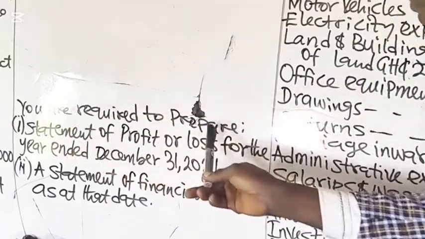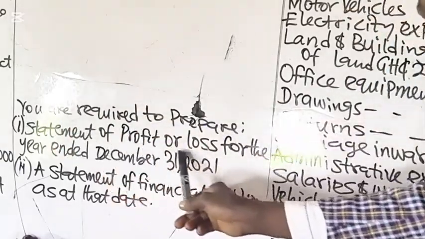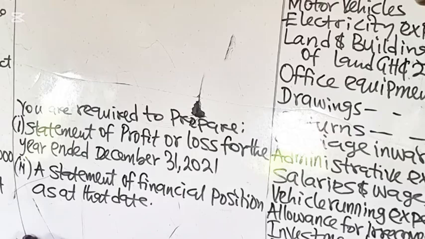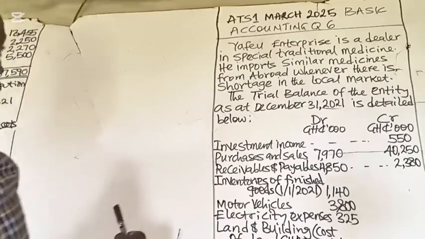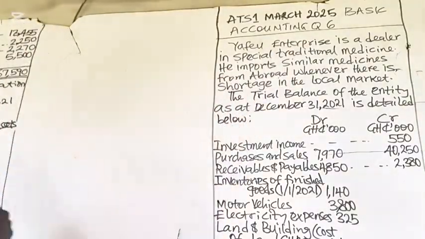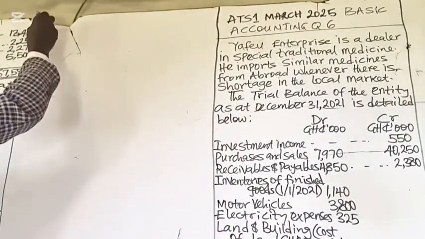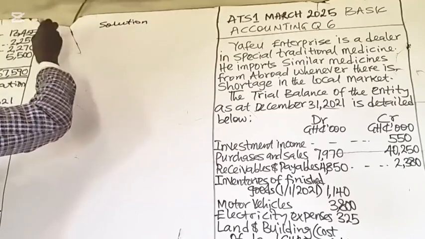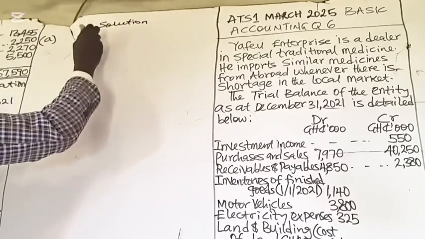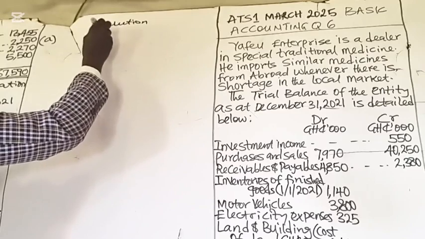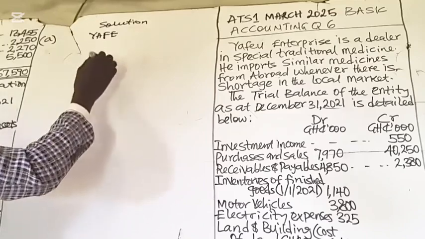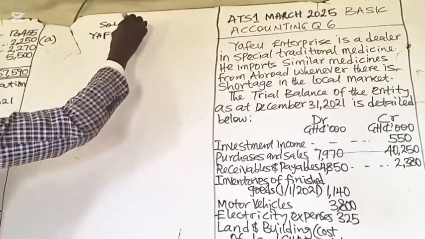You are required to prepare 1. Statement of profit or loss for the year ended December 31st, 2021. 2. A statement of financial position as at that date. The name of the entity is Your Fuel Enterprise. We have the solution. The A part, you have Your Fuel Enterprise.